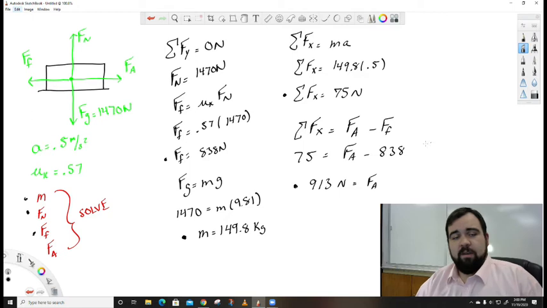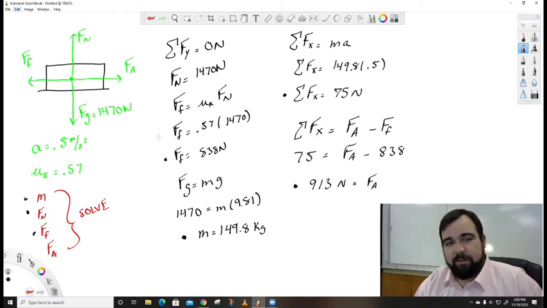There we have it. The curator is applying a force of 913 newtons in order to pull that sculpture with that value of acceleration being 0.5. And that's it for number 2. Next up was 3.